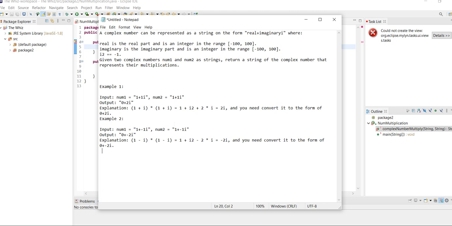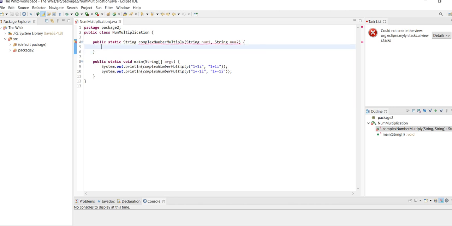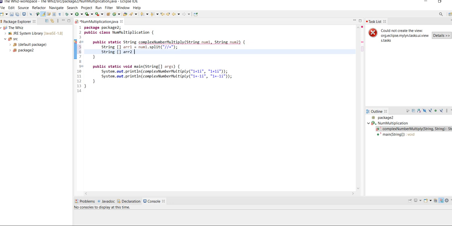In order to do this, you can notice that even if the number is negative, there's still the plus sign. That means we can utilize this really well. So we're going to create a string array 1 where it's equal to num1.split, and in order to split by a plus sign you have to put two backslashes in front of it, to indicate a special key that's not just like 1 or A or B. And then we're going to do the exact same thing for num2.